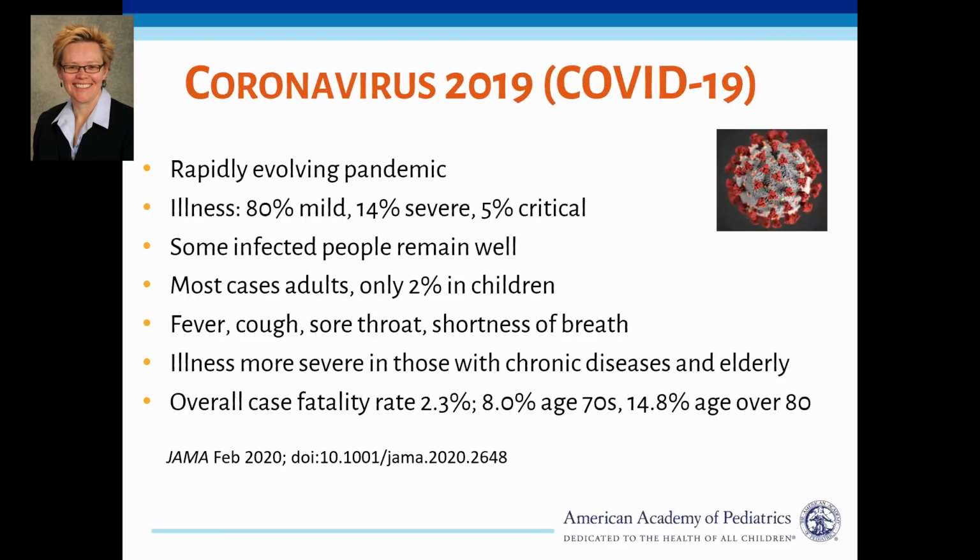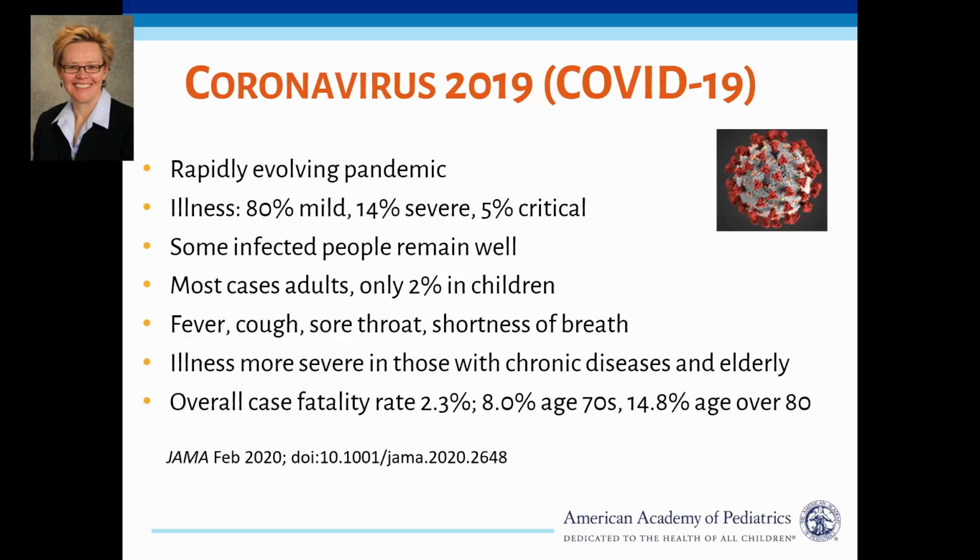So COVID-19 is a rapidly evolving pandemic, and in general, 80% of illness is felt to be very mild, 14% severe, and 5% critical. Most of this data comes from a JAMA publication in February 2020 that was based on data that was reported from China. Most infected people remain well, and only 2% of the cases in this report were in children, and we're continuing to see in the United States epidemic and pandemic that most of the cases are adults and very few are identified in children. The symptoms of COVID-19 include fever or cough or sore throat or shortness of breath.